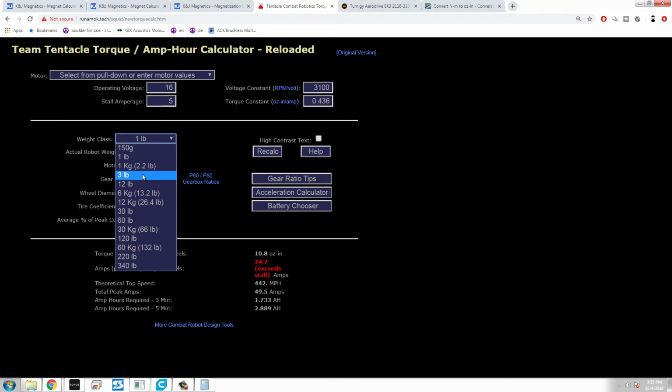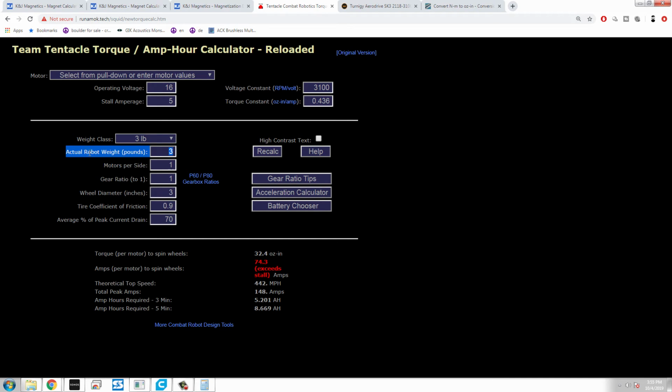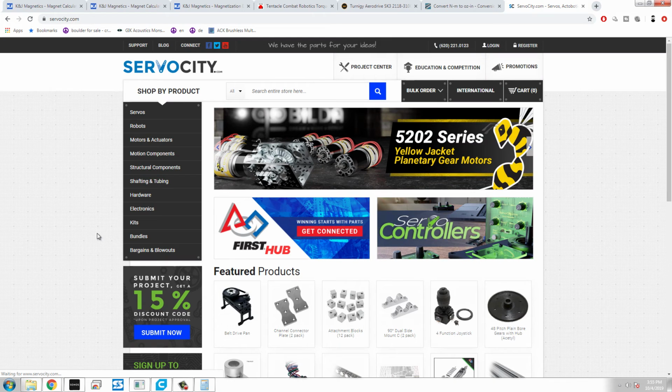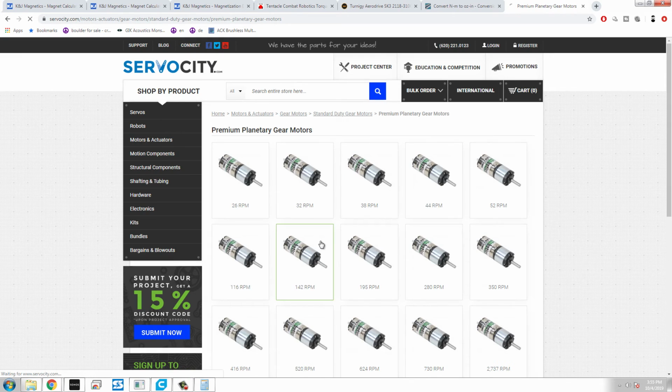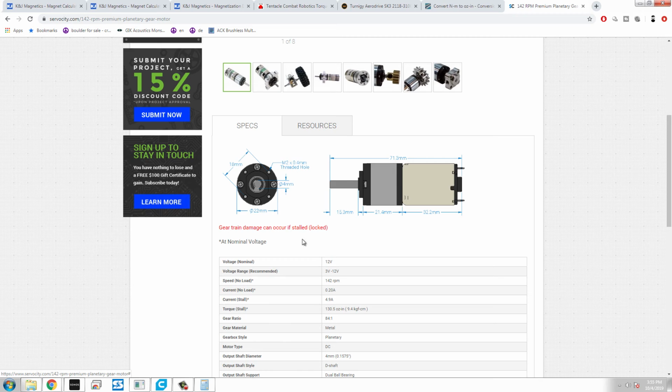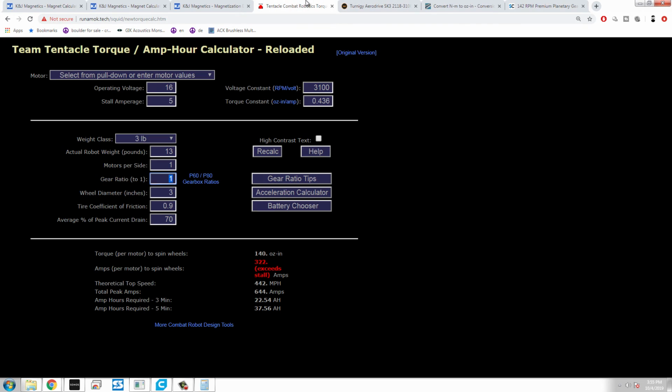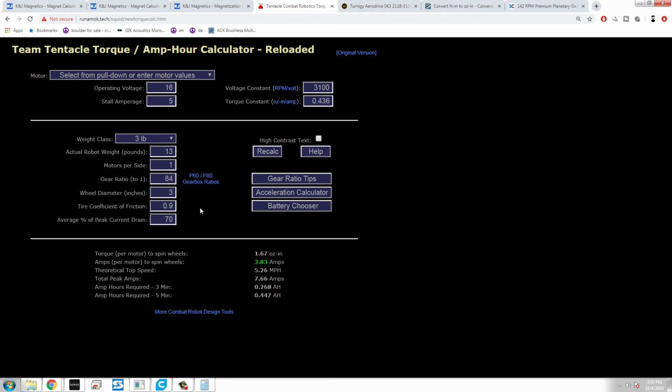Now we're gonna select that we have a 3-pound bot. Actual weight. So remember, this is going to be 3 plus the 2.5 times 4 magnets. So that's going to be 13 pounds. We're going to have 1 motor per side. The gear ratio, this is going into a Servo City gearbox. So I'll show you exactly which one I'm using. Motors and actuators, motors, this motor, that motor, 122. This is the gearbox I'm using, and it is an 84 to 1. So we're gonna go back here, 84 to 1. That means this all looks good.